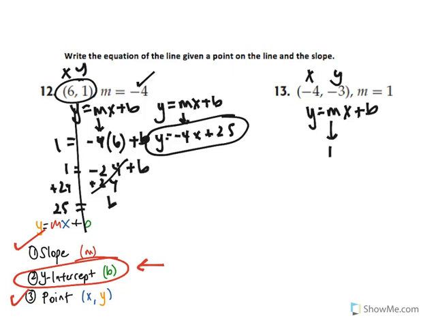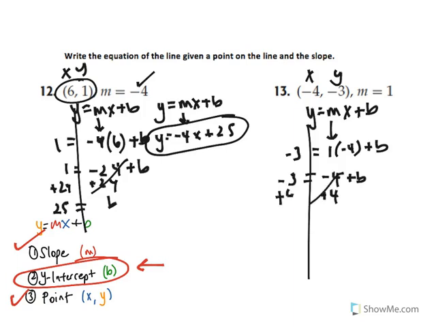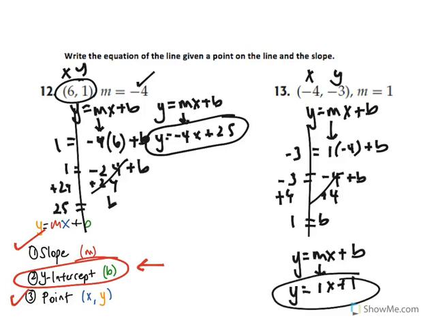They tell me slope is 1, x is -4, you do not know b, and y is -3. Now I solve. 1 times -4 gives me -4 plus b, equals -3. Add 4 to both sides, and 1 equals b. I substitute this back into my equation, y equals mx plus b. They tell me slope is 1. I got 1 for the y-intercept, so y equals x plus 1.